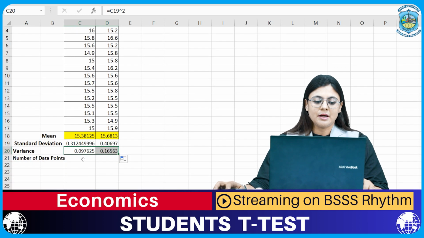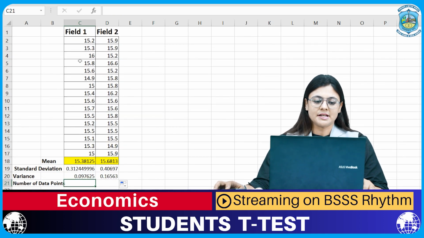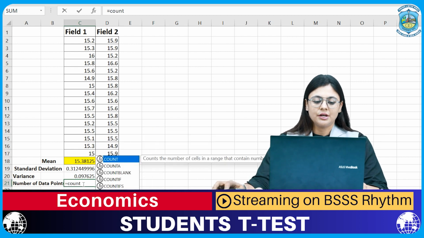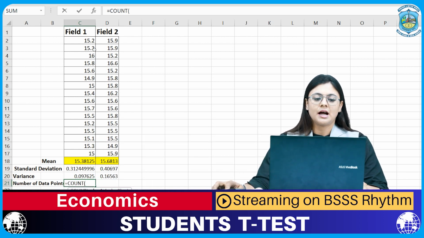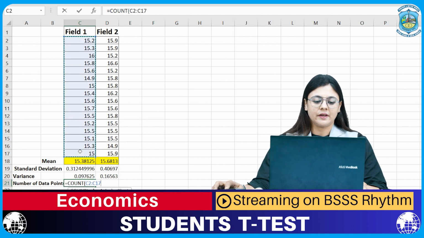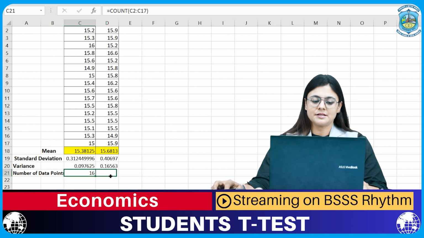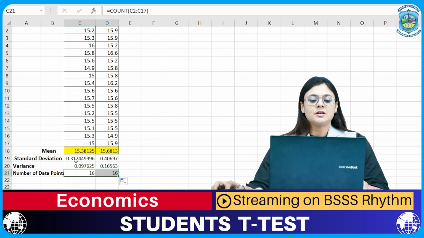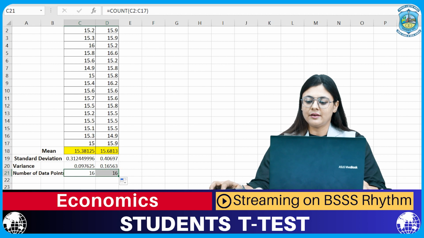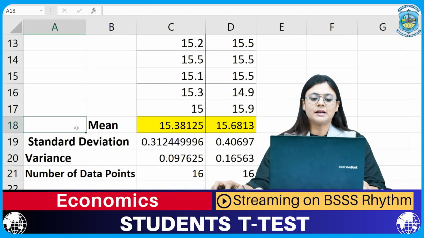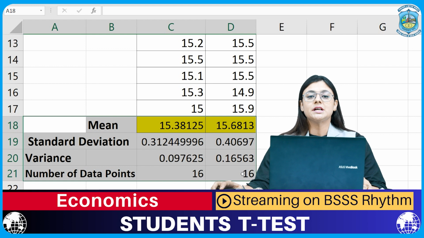Right. Number of data points that we have in the data set, that should be, put an equal to sign, and with the help of count, you will be able to get how many number of data points are there. Bracket closed, enter. So 16 and 16 for both. So these are the values that we have, right. So these are the values that we need to put in our formula in order to get the t-value.